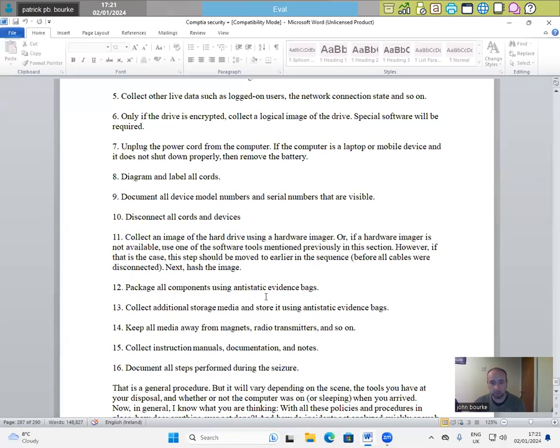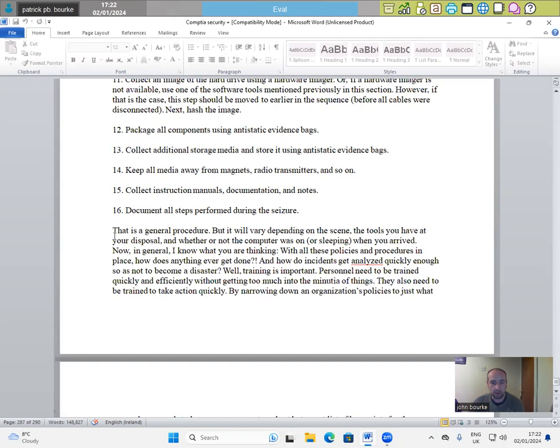Package all components using anti-static evidence bags. Collect additional storage media and store it using anti-static evidence bags. Keep all media away from magnets, radio transmitters, and so on. Collect instruction manuals, documentation, and notes. Document all steps performed during the seizure.